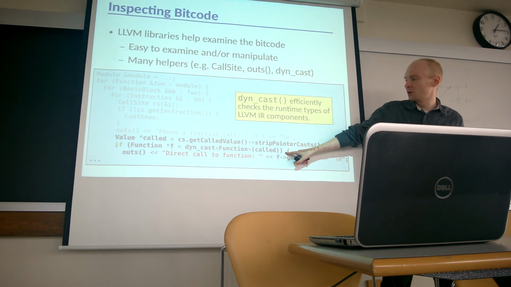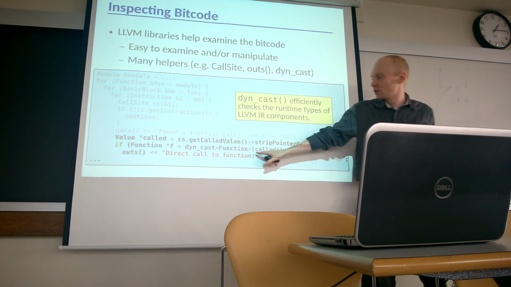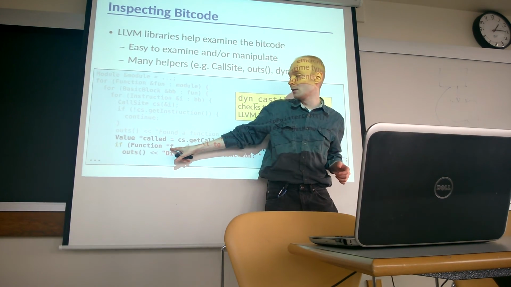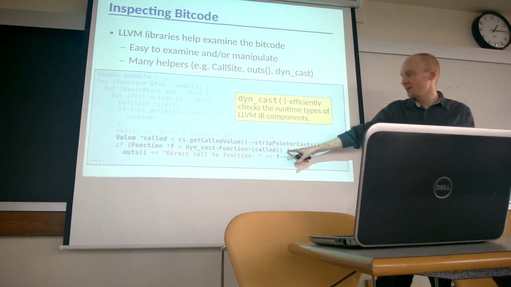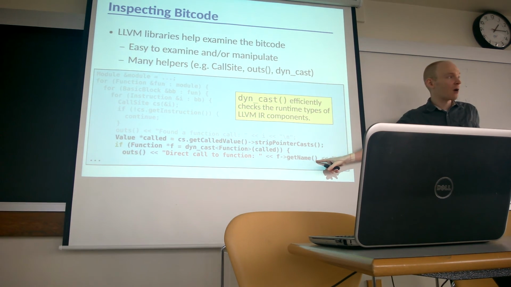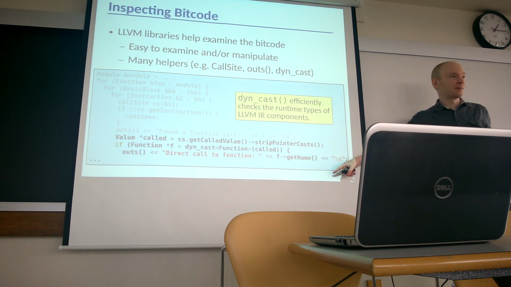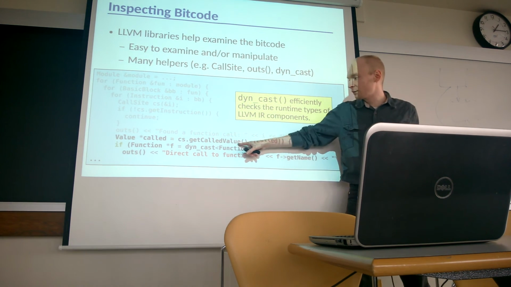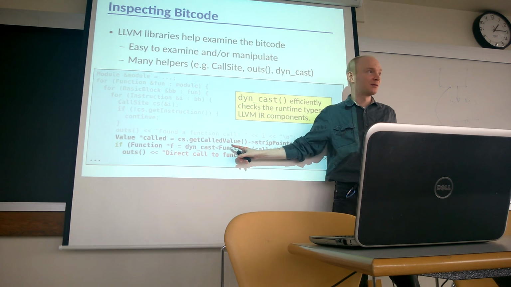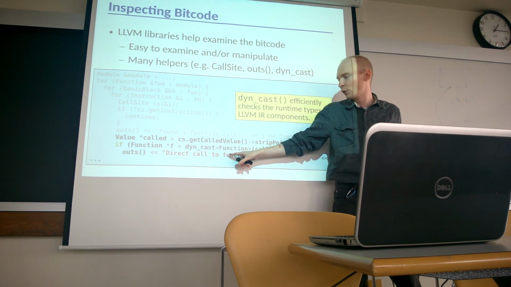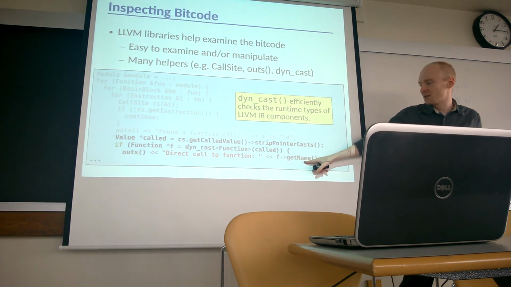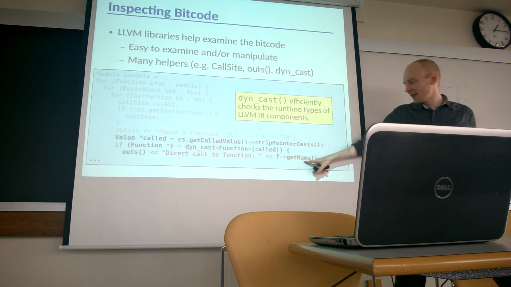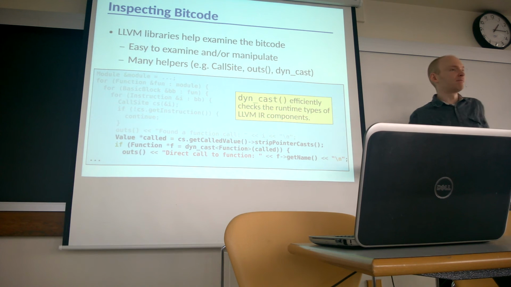So the next thing we'll do is try to cast it to a function. And if we can cast it to a function, and this is non-null, which is really all this if statement says, then that means we have a direct call to that function. So this gets us whatever was called. This tries to cast it to a function, determine whether or not it was a function pointer, and if it's non-null, then it's an actual function. And so things like getName will allow us to print out the name of the function.